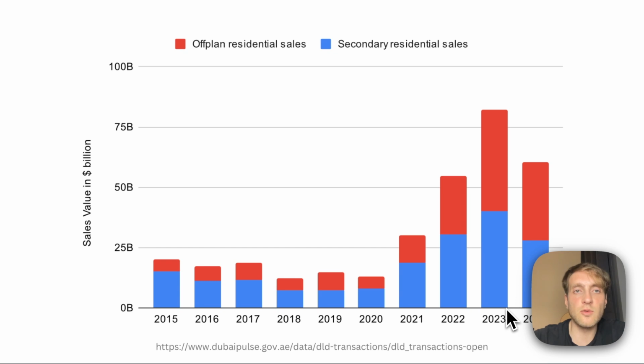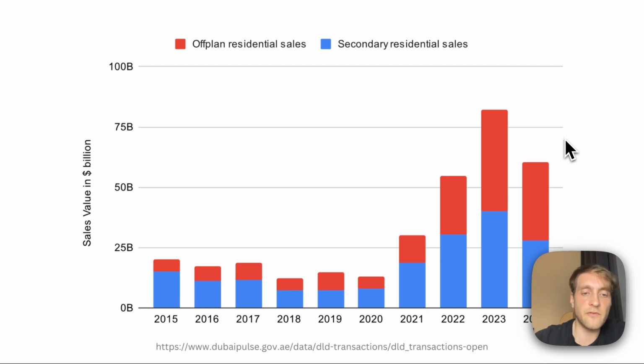The real estate market in Dubai is legitimately booming. For the past 4 years, it knows only one direction. In 2023, we had $42 billion in off-plan residential sales and $40 billion in secondary residential sales, so ready-built properties. In 2024, at the beginning of August, we have $32 billion in off-plan and $28 billion in secondary residential sales. So if this continues, we are very likely to make another record year.